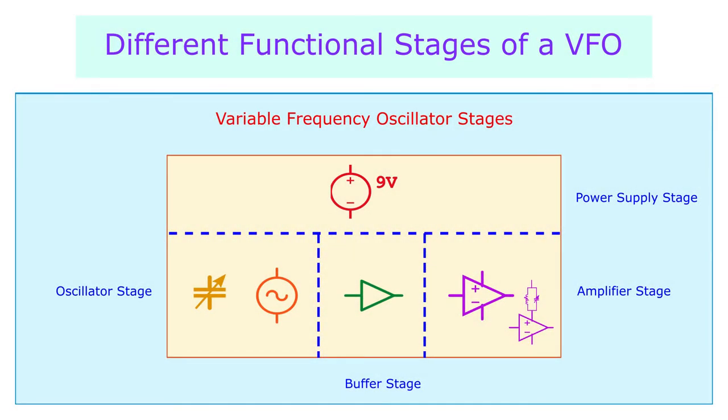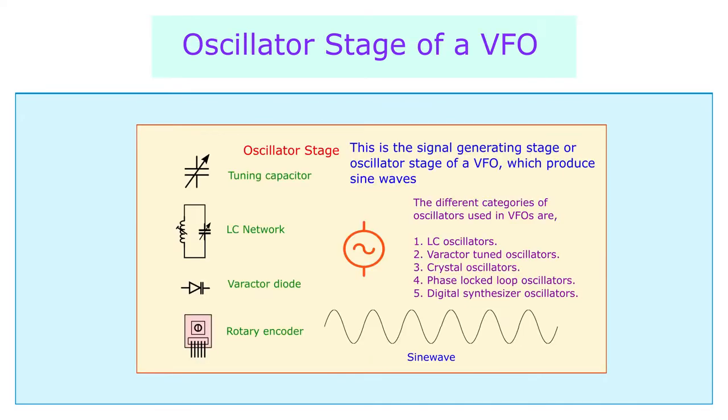Parts of a VFO. There are four main functional stages in a variable frequency oscillator, and they are: One, oscillator stage. The oscillator is the signal generating stage of the VFO. There are different types of oscillators used in VFO, such as the LC oscillators, varactor tuned oscillators, crystal oscillators, phase lock loop oscillators, direct digital synthesis or DDS oscillators, etc. The oscillator stage produces sinusoidal oscillations or sine waves at a specific frequency.